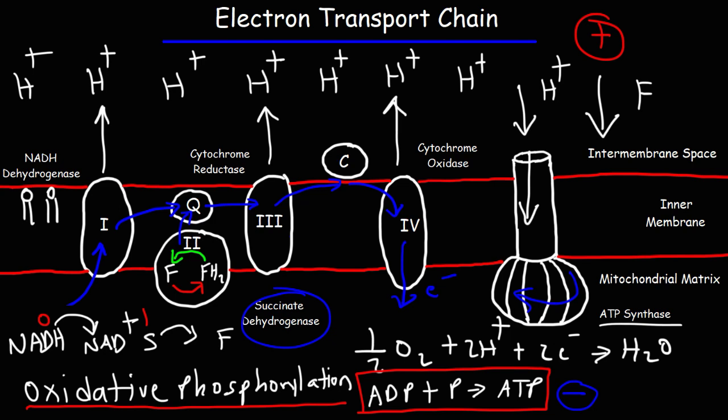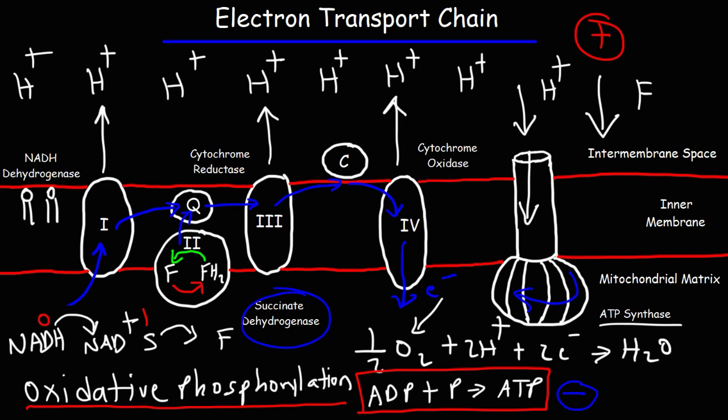Now, one more thing that I do want to mention is that there are many electron acceptors. In glycolysis, we saw that NAD+ was an electron acceptor. It took electrons as glucose split into pyruvate. FAD served as an electron acceptor when succinate was converted to fumarate. Oxygen is the final electron acceptor in this process.